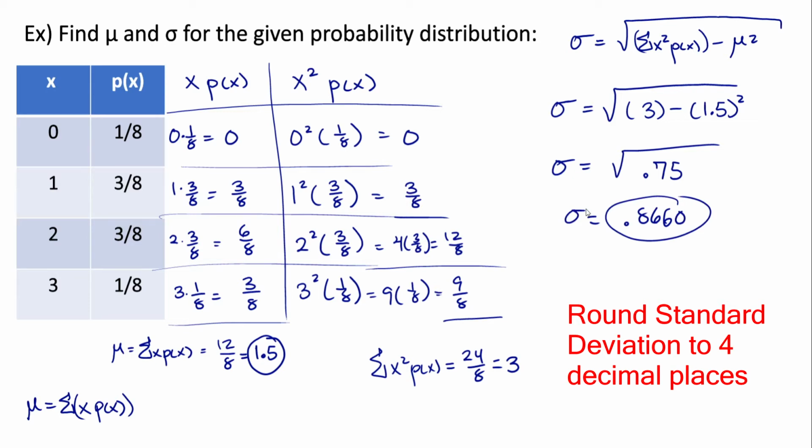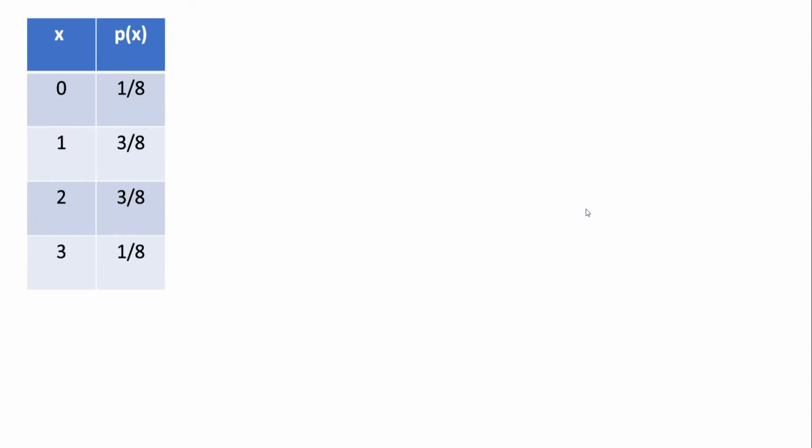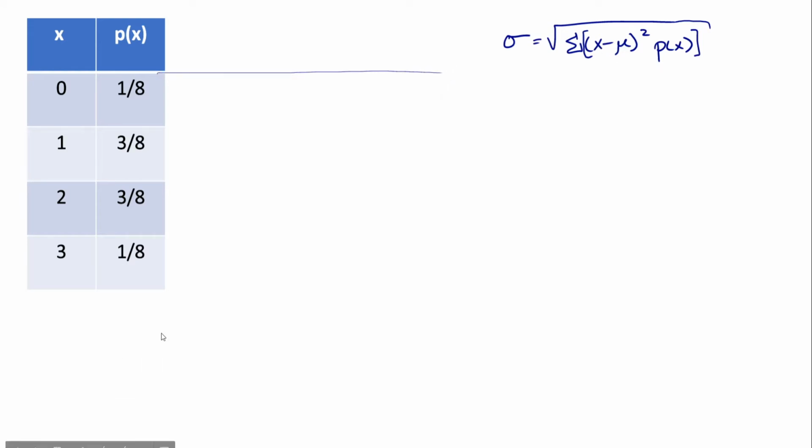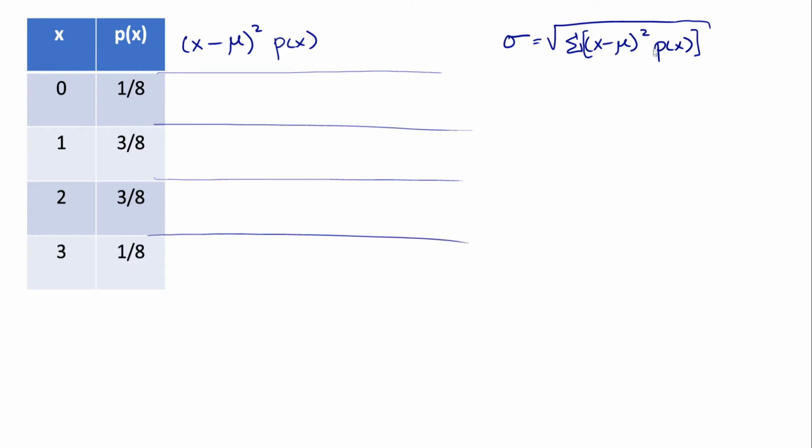Now we'll take a look at how to find standard deviation using the other standard deviation formula. So here's the other formula we have for standard deviation. We also have to find the mean for this one, which we found before. So what we need to do here is take each x value, subtract the mean. We need to square this number, then multiply it by the associated probability. Then after that, we'll add them all up and take the square root. And remember, we had a mean of 1.5.